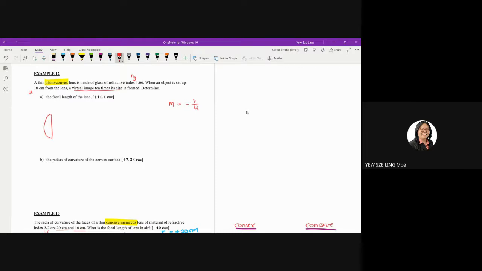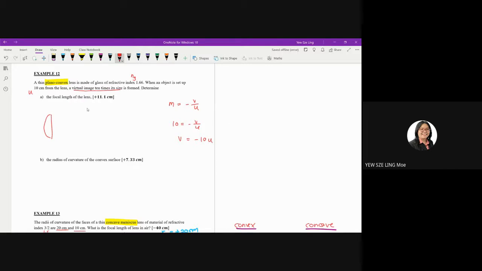According to the information given, what am I going to do? My image is 10 times. What does it mean by 10 times? It means that m is equal to 10. So 10 equals negative v over u. If I rearrange the equation, v is equal to negative 10 u.